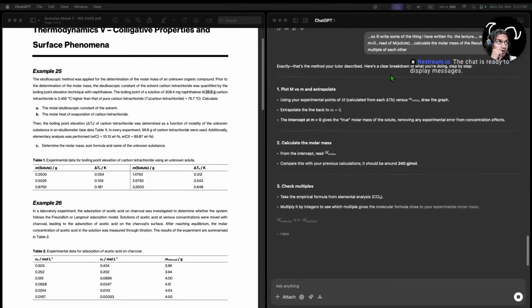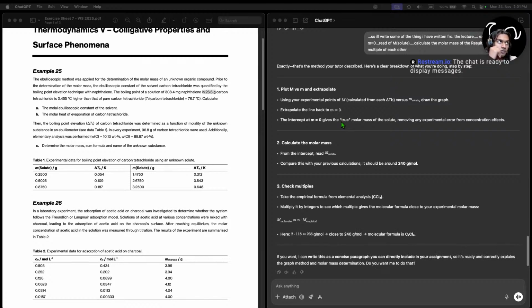Exactly, that's the method your tutor described. Here, so break down what you do. Using your experimental points of m, calculate, then extrapolate the lines back to m equals 0. The intercept at m equals 0 gives the true molar mass of the solute, removing any experimental errors from concentration effects.